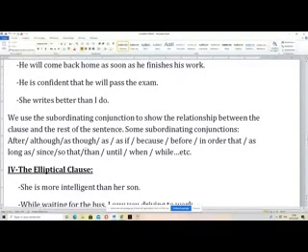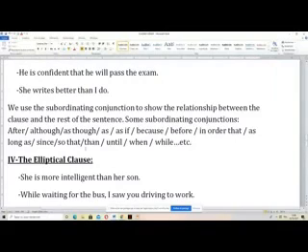So an elliptical clause may be an adverb clause, but from which a certain element was omitted and is missing. Let's take just two sentences. It's easy, the elliptical. She is more intelligent than her son. So here, where is the clause that we can talk about? She is more intelligent than her son.